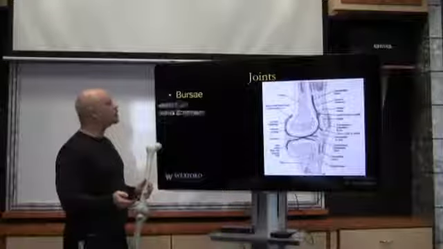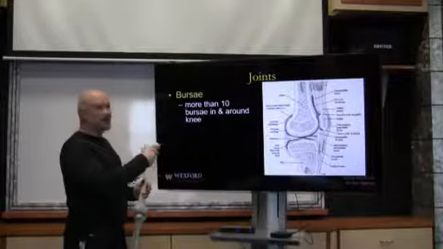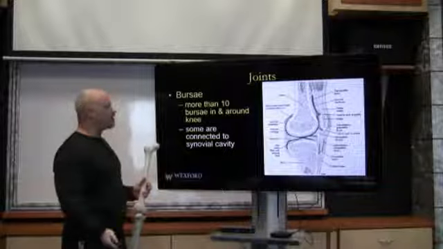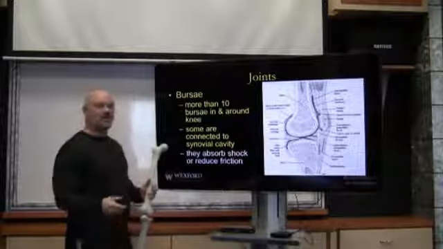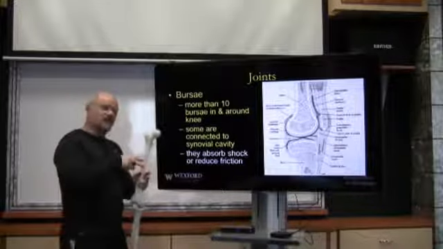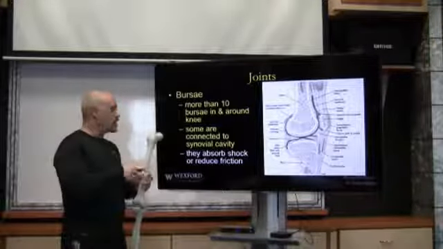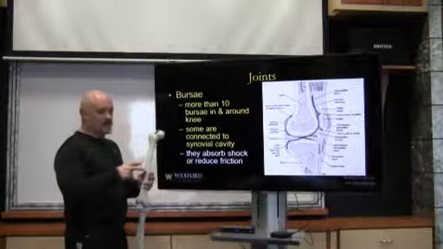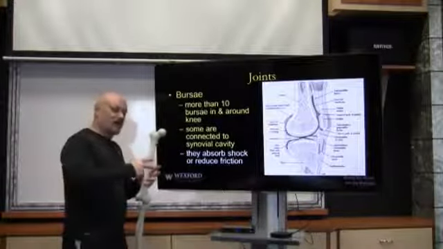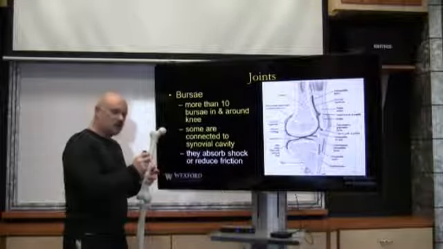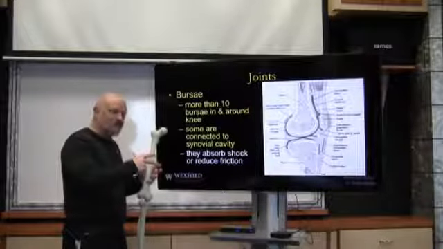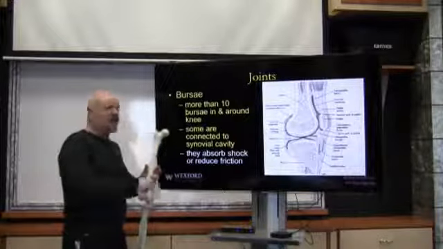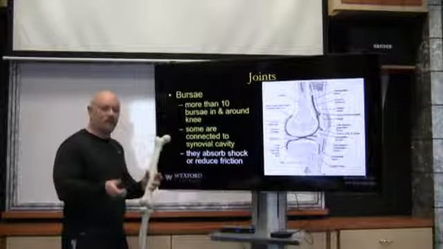Now, the bursa, there are more than 10 bursa in and around the knee. Some are connected to the synovial cavity, but what they do, they help the connective tissue move against each other, and it also is for shock absorption as well. Because you see certain movement, you get a lot of connective tissue that compresses against each other. Well, these bursas will help dissipate those forces of the compression, and it also helps everything move against each other so it slides accordingly and there's less friction.